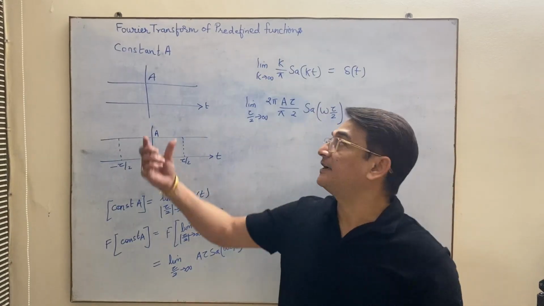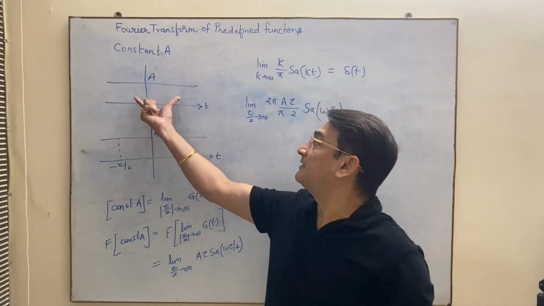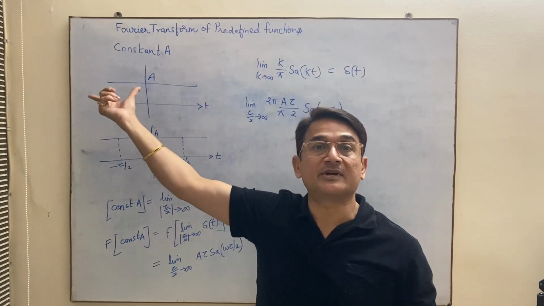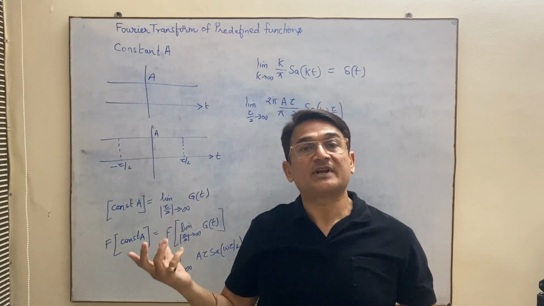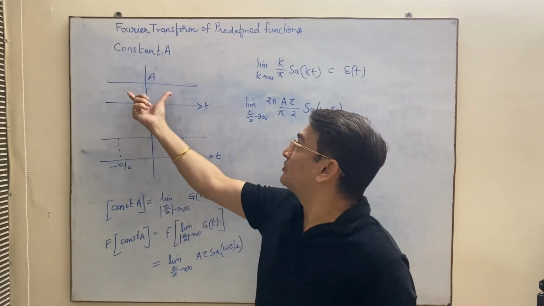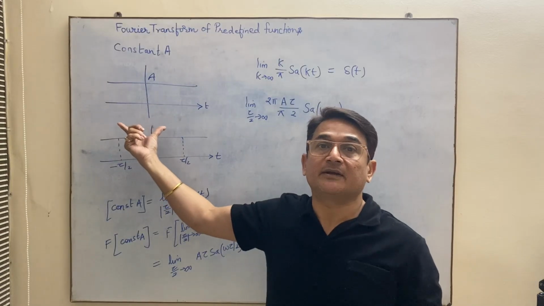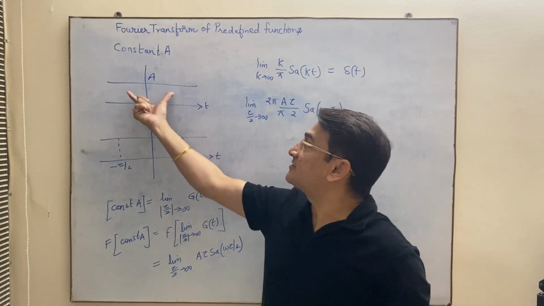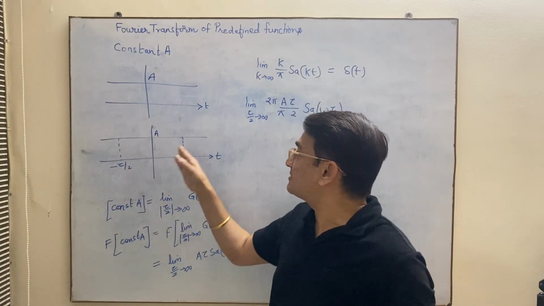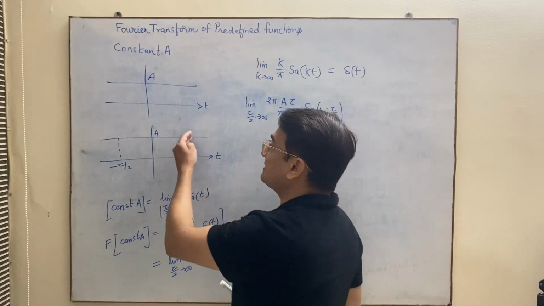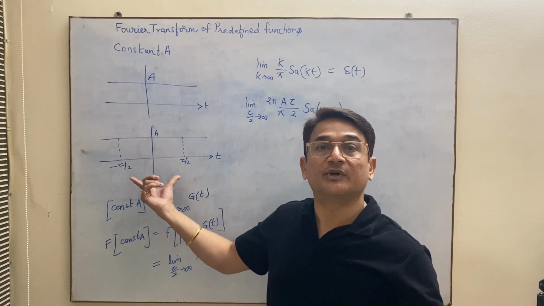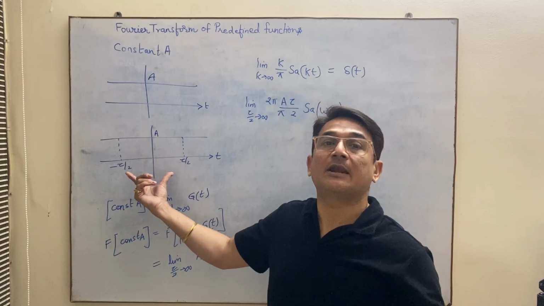Next function is constant a. Constant a means it will give a constant value from minus infinity to plus infinity. It is an infinite function, but the condition for existence of the Fourier transform is that the function should be finite. So we need to keep this function finite. What we can do is project this function to the points on the x-axis at minus tau by 2 and plus tau by 2. You can see this dotted part is nothing but a gate function, a rectangular gate pulse, the Fourier transform for which we have already calculated.